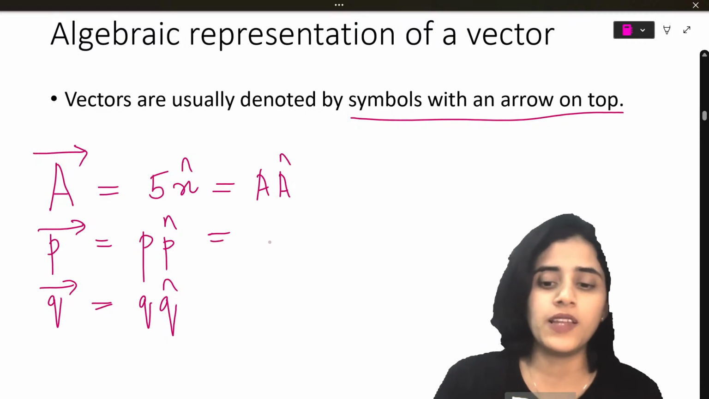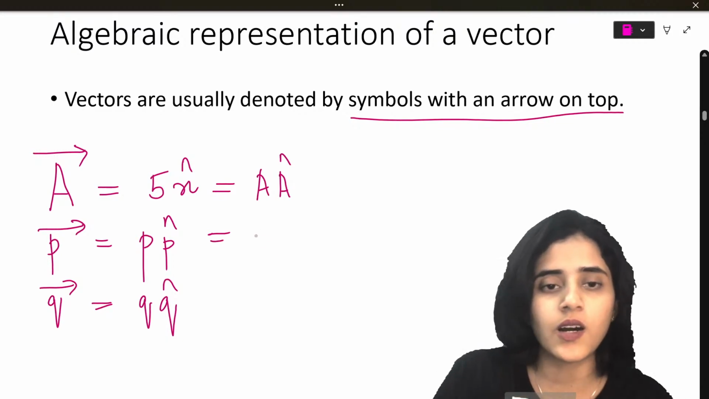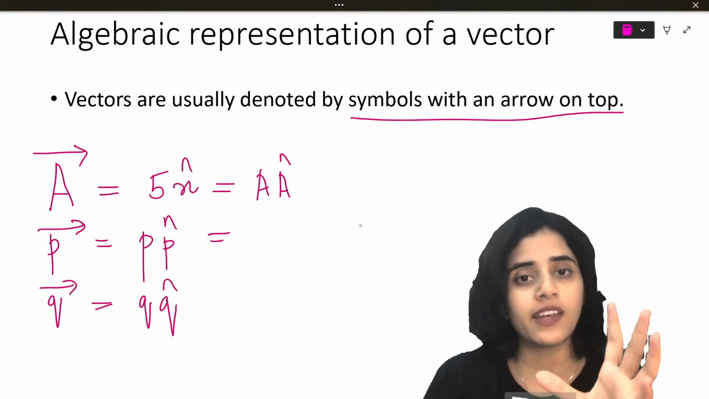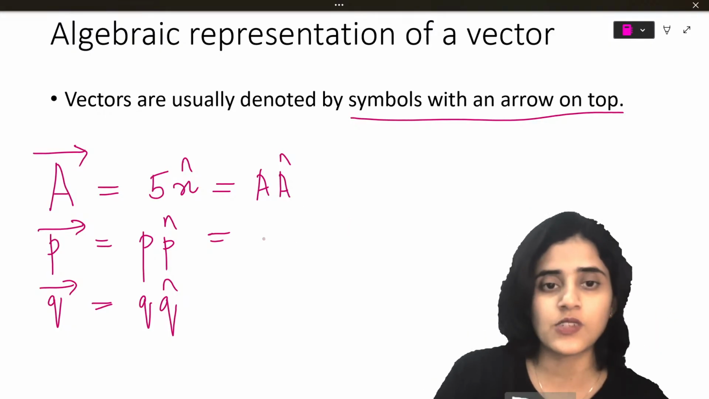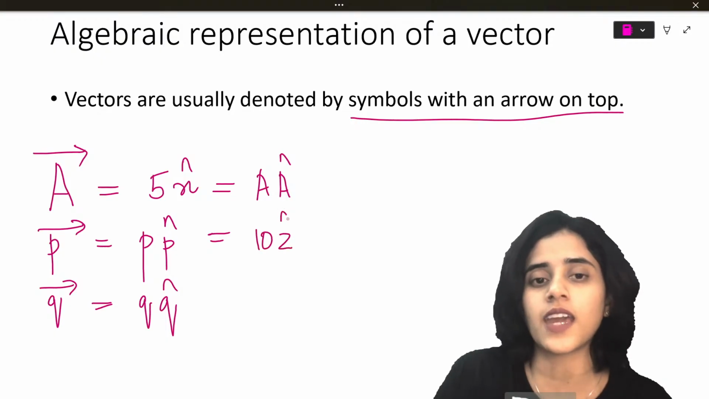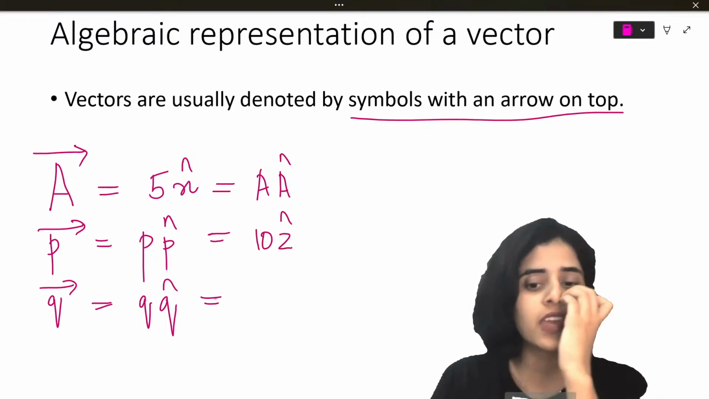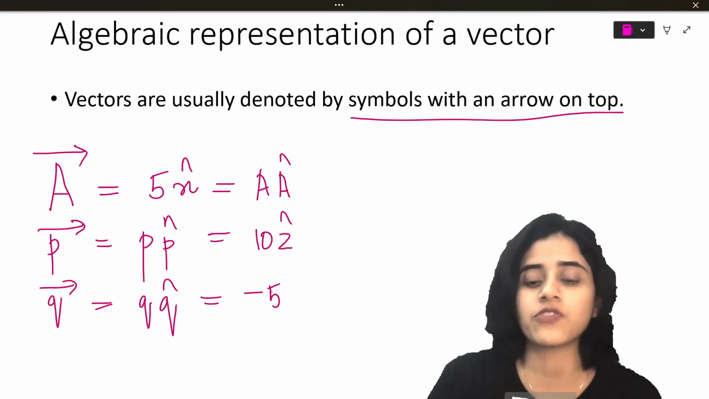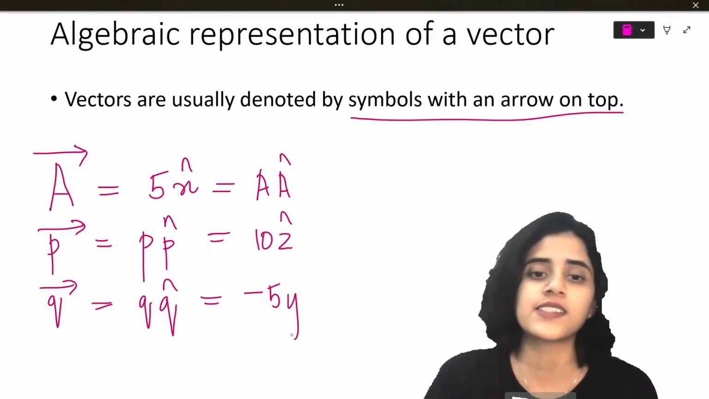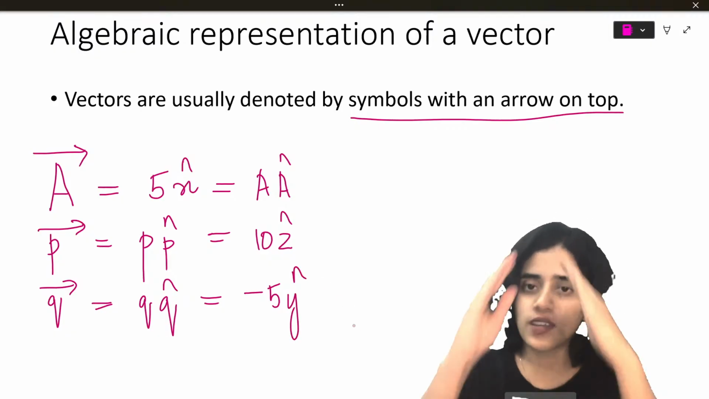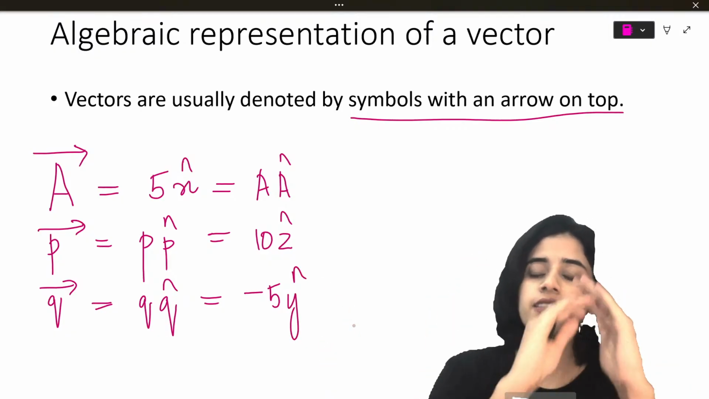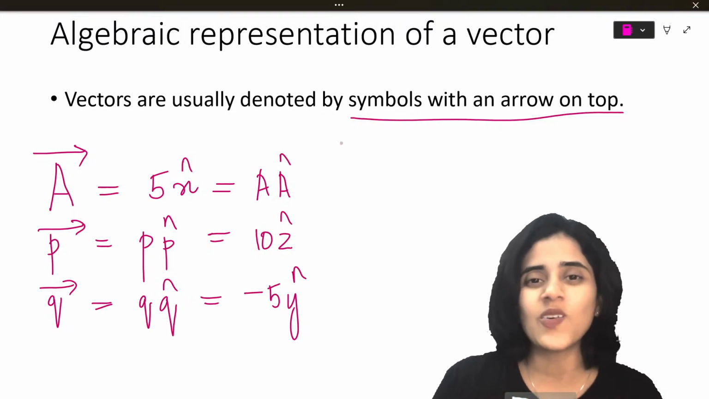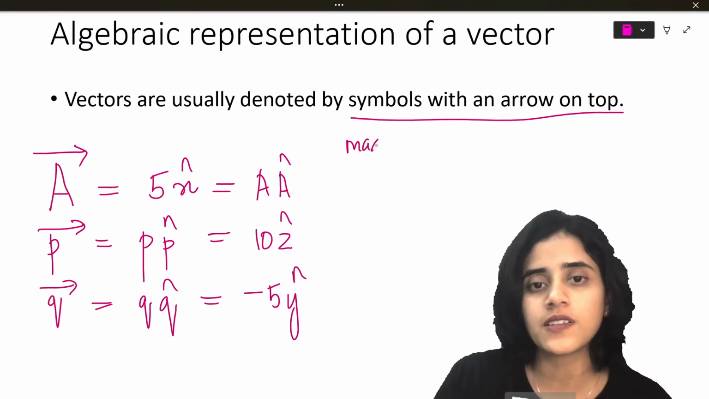Let's say P is a quantity which has a value of 10 and it's moving along the Z axis. So this will be 10 Z cap. Now let's say Q has a value of minus 5 and it's moving along the Y axis. So Y cap. So cap represents the direction, the number represents the magnitude.